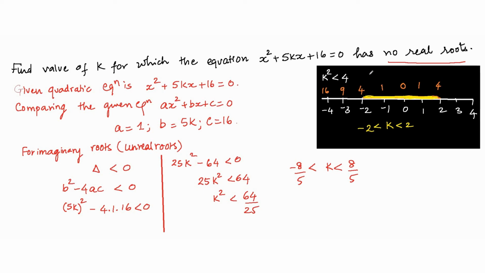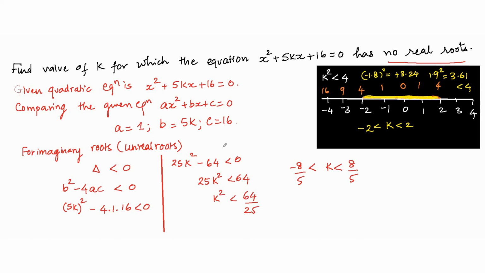You can try any number. You could take, say, negative 1.8. Negative 1.8 square is positive 3.24 and it is less than 4. You could take positive 1.9. So 1.9 square is 3.61, which is again less than 4. So when k square is less than 4, it means k is less than positive 2 and greater than minus 2. A similar technique has been adopted over here.